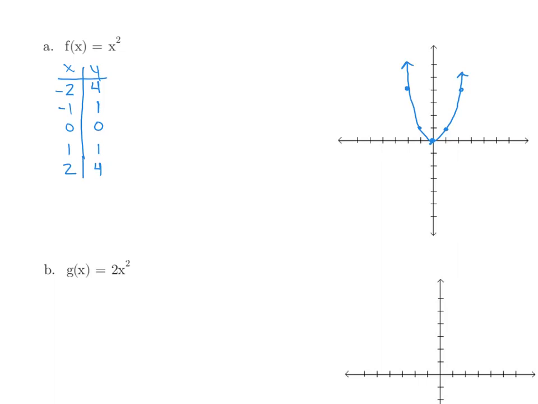So what are some of the key points that we have here? We have a vertex of (0, 0). Same thing for the y-intercept and the x-intercept. So all of these are (0, 0). We do have an axis of symmetry.